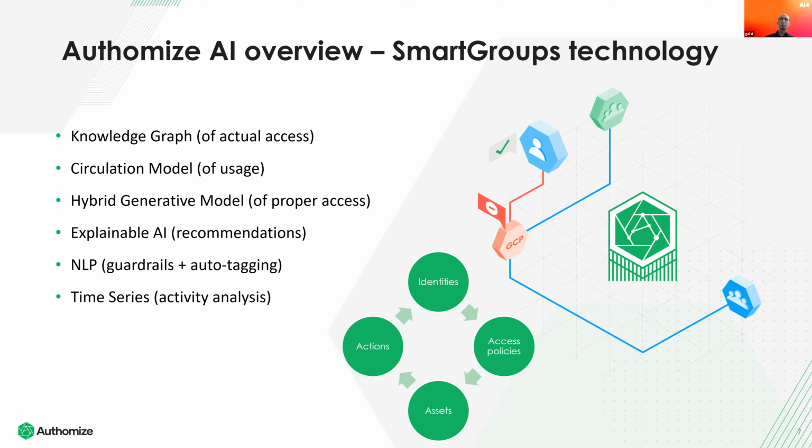And eventually, in order to make our AI even more explainable, although our model is already explainable, we also use surrogate models. We apply NLP to translate business language into normal language and to use it in auto tagging and other places. And we apply time series analysis to do activity analysis.